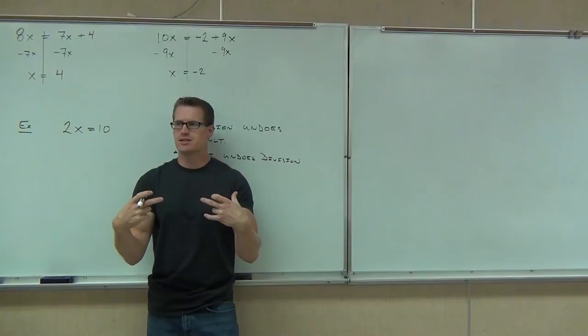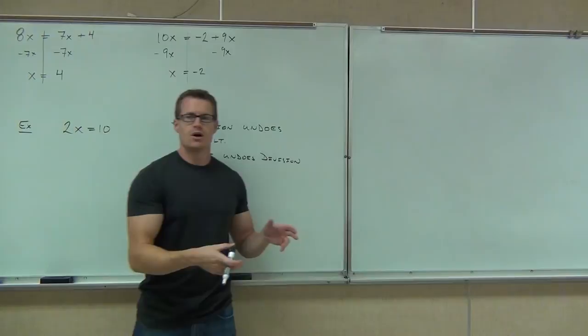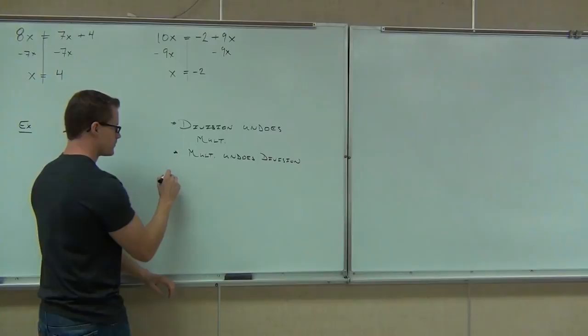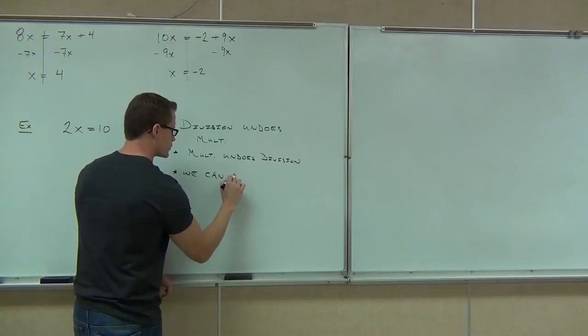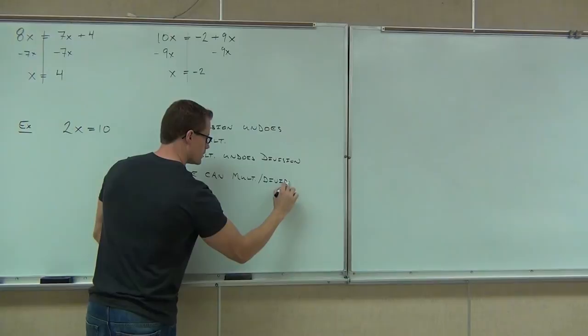The same thing holds true for multiplication and division. We can multiply or divide both sides of an equation by the same number, and it's still true.